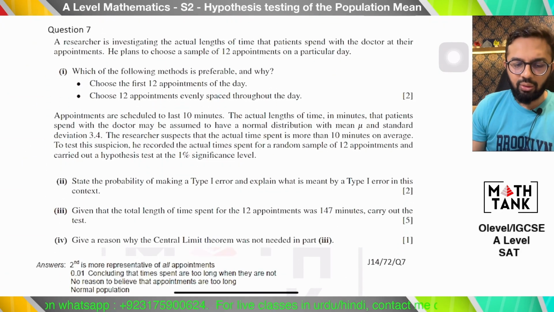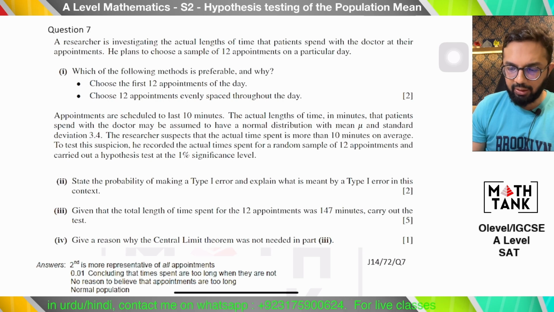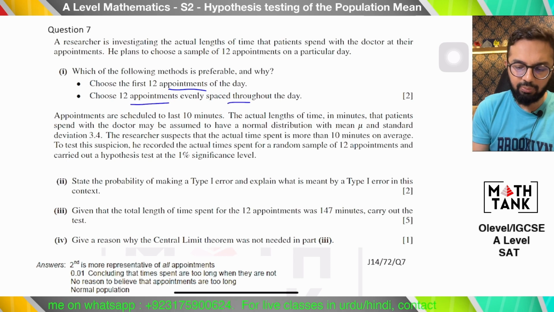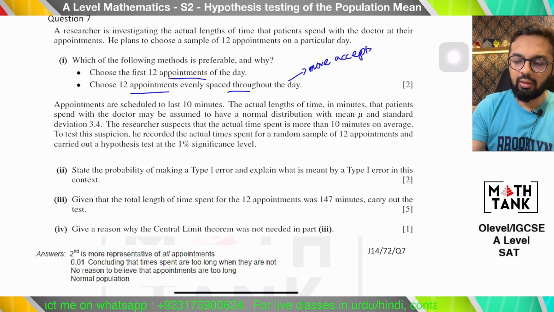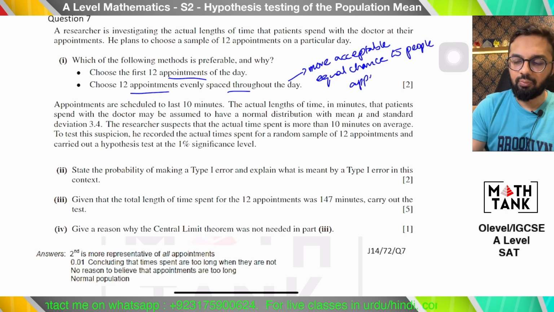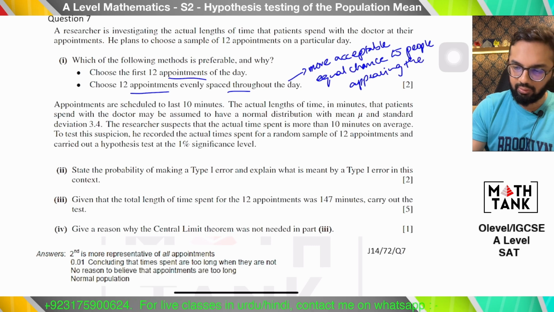Okay, question number 7. A researcher is investigating the actual length of time that patients spend with the doctor at their appointments. He plans to choose a sample of 12 appointments on a particular day. Which of the following methods is preferable and why? Choose the first 12 appointments of the day or choose 12 appointments evenly spaced throughout the day. So the second method is more acceptable. Why? Because it gives relatively equal chance to people appearing throughout the day.